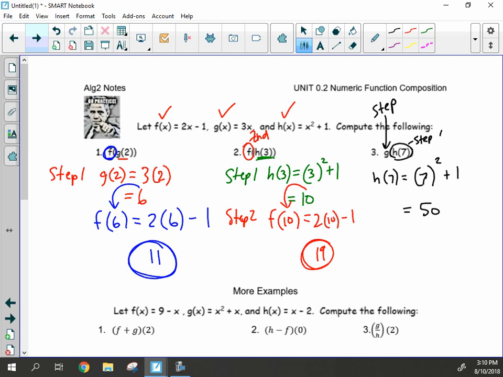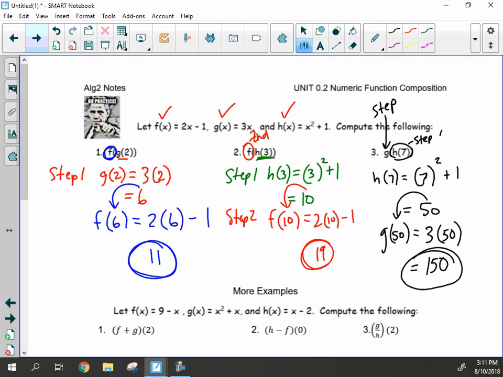Now step 2 is to take that result and put it into the G problem. The G problem says 3 times x, so we put the 50 inside of it. So that gives us 150. Guys, you can get big numbers. It just depends on the problem. 150 is okay. You'll get some problems in the assignment where you're going to get 0, and that's okay too.